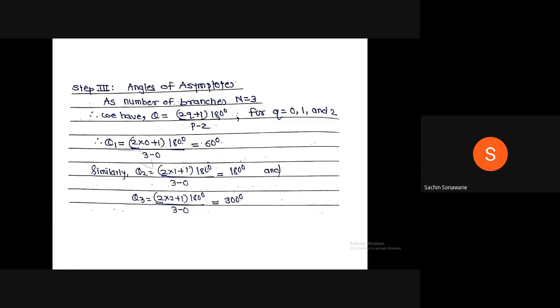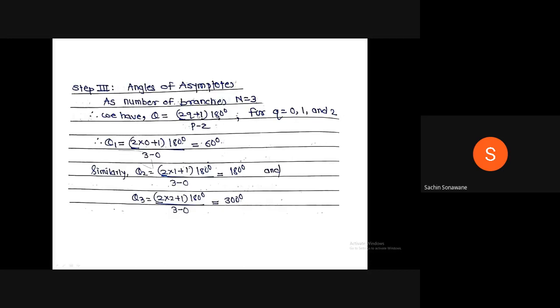Number of branches n is equal to 3. Therefore we have theta is equal to (2q plus 1) into 180 degree divided by (p minus z), for q is equal to 0, 1 and 2. Since number of branches n is equal to 3, we have to take only the first three values of q, that is 0, 1 and 2.